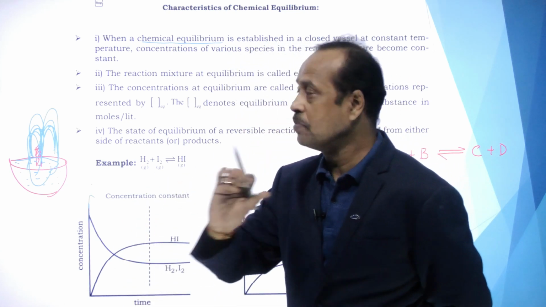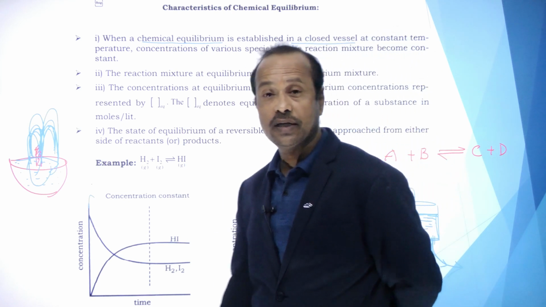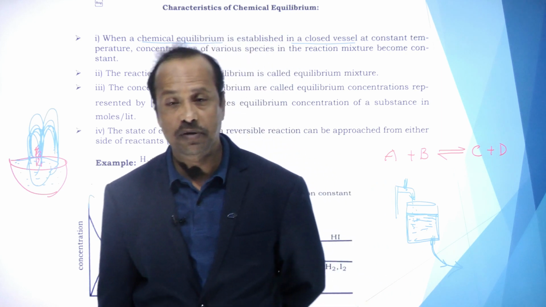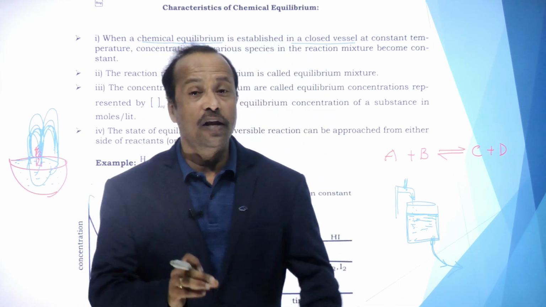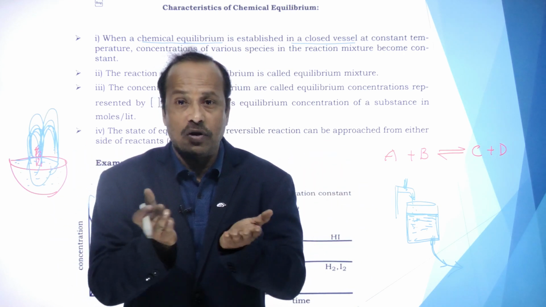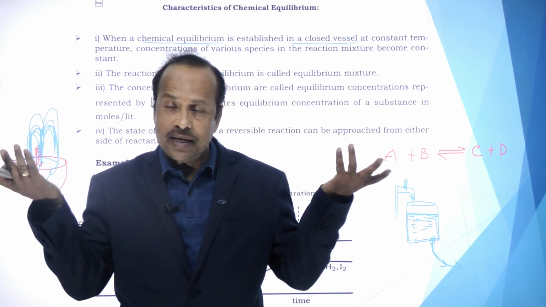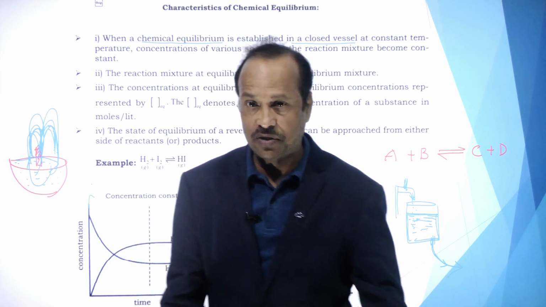When the chemical equilibrium is established in a closed vessel. I also told you that generally equilibrium means reversible reactions, and to attain the equilibrium, it should be done in a closed vessel only. If you do it in an open vessel, what happens? Some of the reactants and some of the products that form get escaped from the vessel. So now no reversible reaction takes place, right?